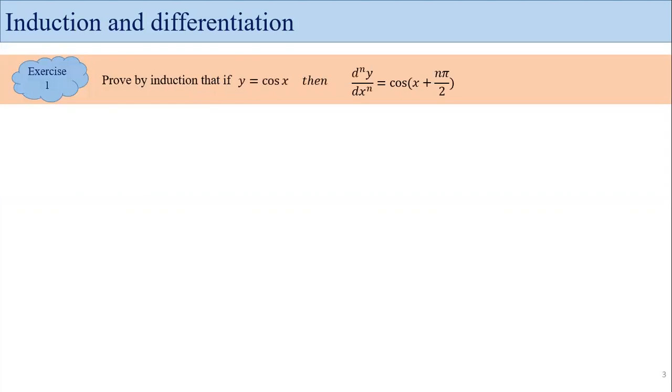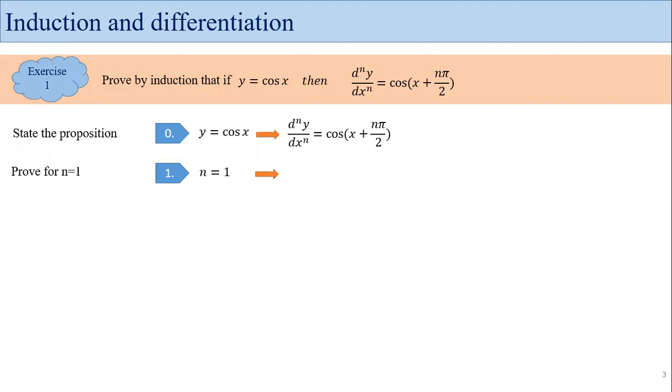Again, you can see the description of the problem. Typically, we have 3 steps in using induction rules. At step 0, we state the proposition. In the next step, we prove that the relation is true for n equal 1. So we know the first derivative of cosine x is minus sine of x.